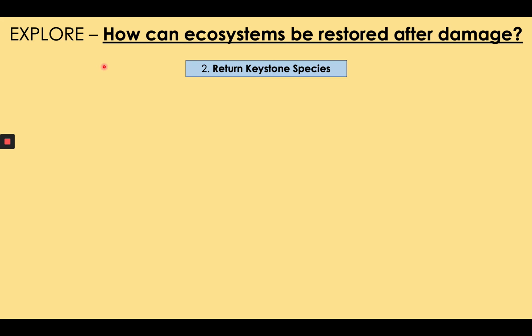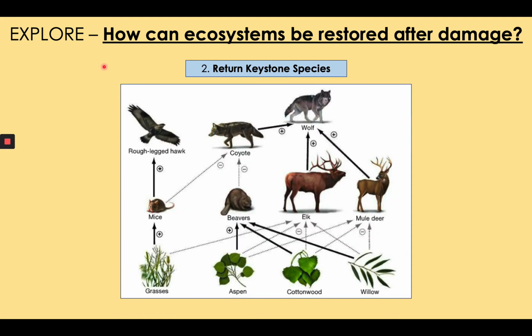The example I'm going to show you today is about a particular keystone species that exists in a place called the Yellowstone National Park in the central area of the United States of America. And the keystone species is the wolf. And here's why it's so important. Yellowstone National Park is an area of great biodiversity. These are just a few of the animals and plants that live there.